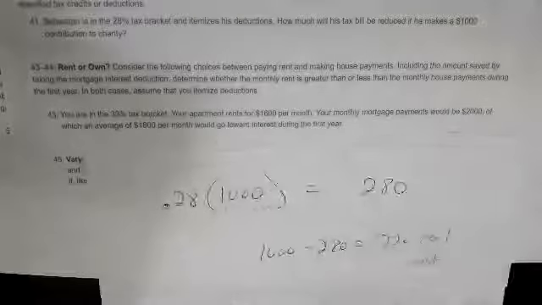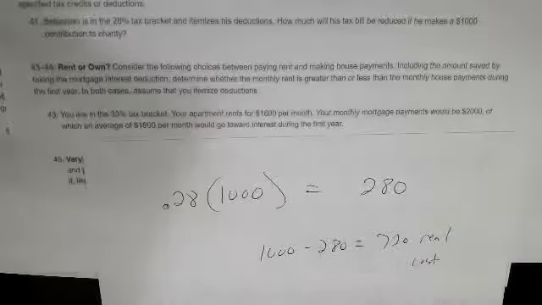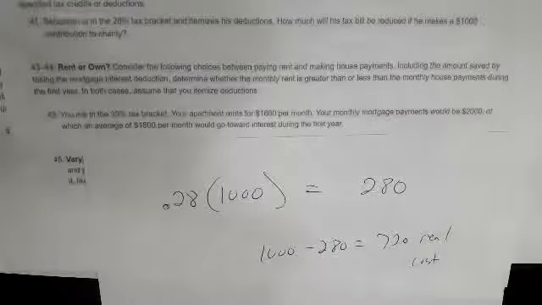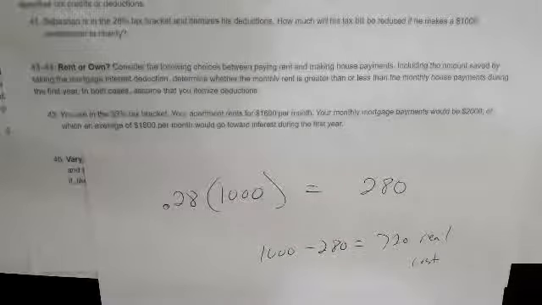Okay, so that was 41. 43 says, consider the following choices between paying rent and making house payments, including the amount saved by taking the mortgage interest deduction. Determine whether the monthly rent is greater or less than the monthly house payment during the first year. In both cases, assume that you itemize deductions. So we are assuming we itemize deductions and we are making house payments. Oh, 280. Okay.